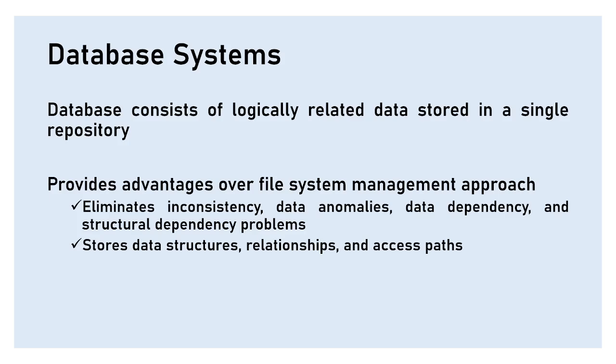So in file systems, you may have the information, but it is kept in different files. But in case of database system, all that logically related data is stored in a single place. And all these are related with logic and organized in a fashion that our access to the data or retrieval of information becomes much easier.